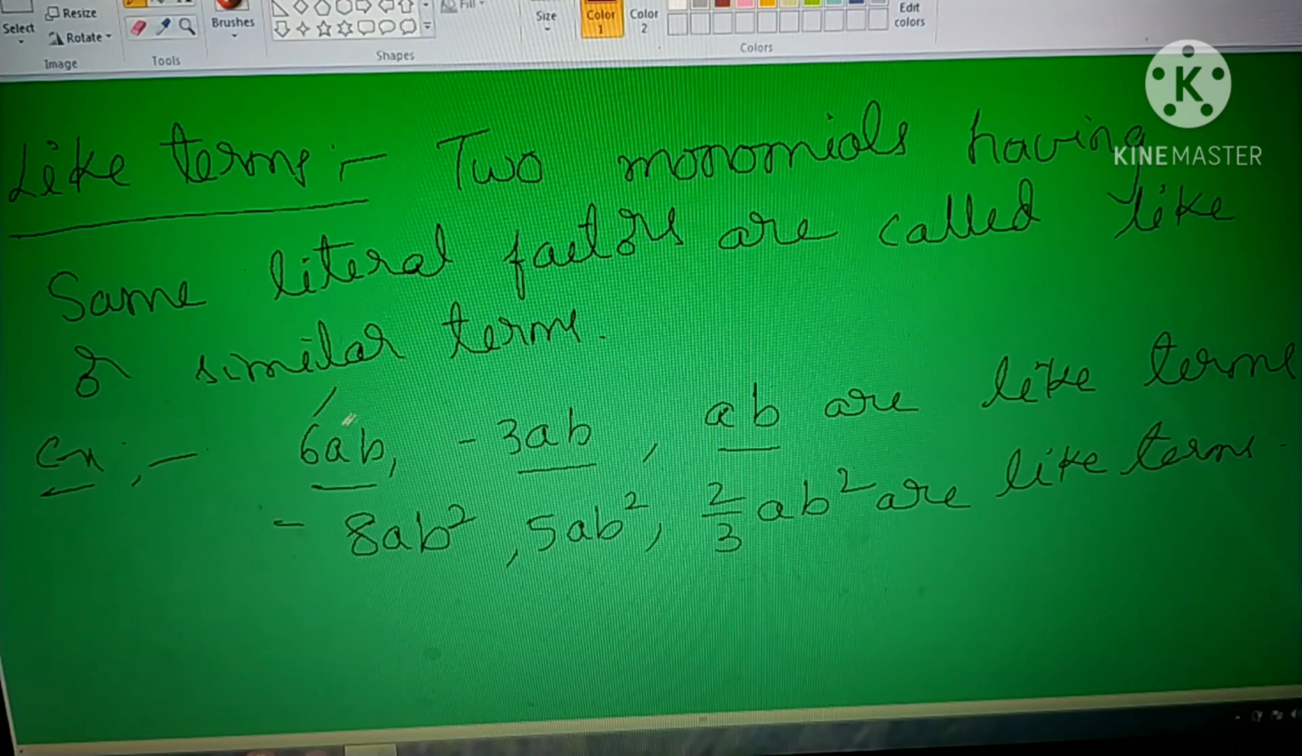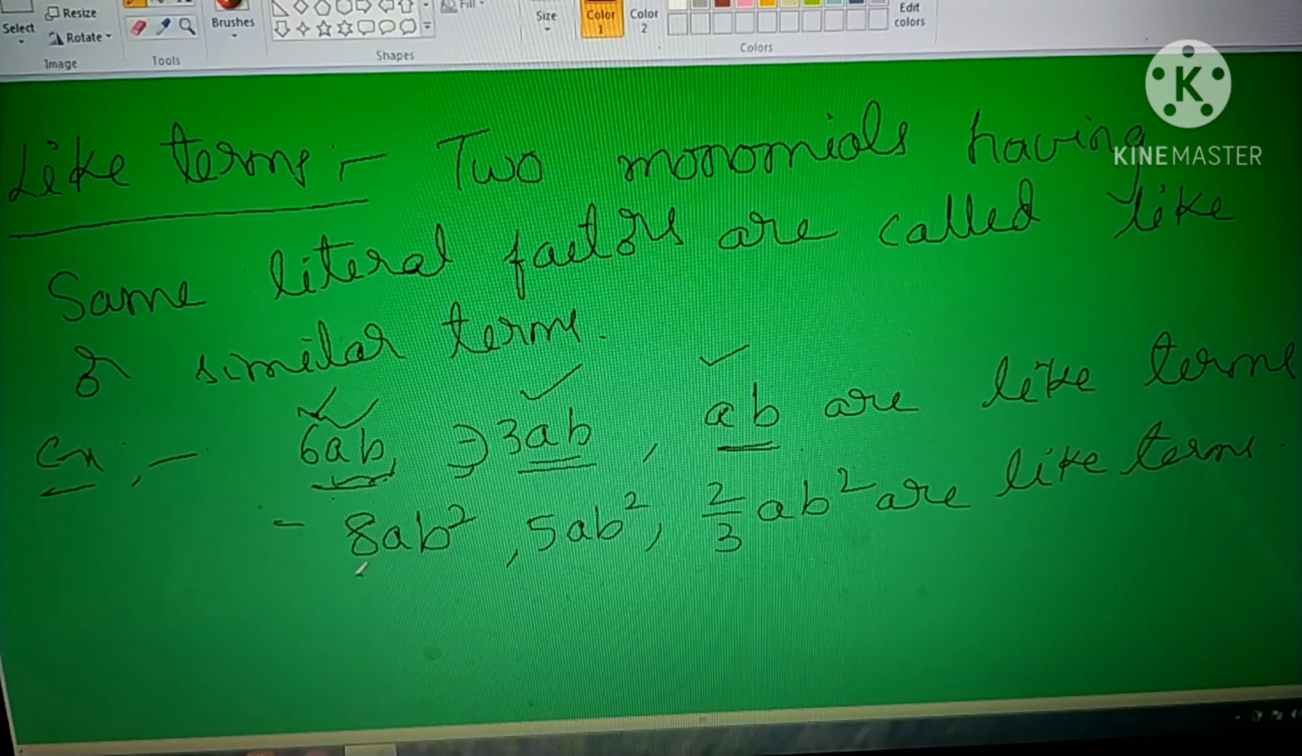Whatever number you have, whether plus or minus, ignore all these signs and numbers. You have to look only at these variables. If these variables are common, here we have AB, here also AB, here also AB, so AB is the common term. Then we can call them like terms.